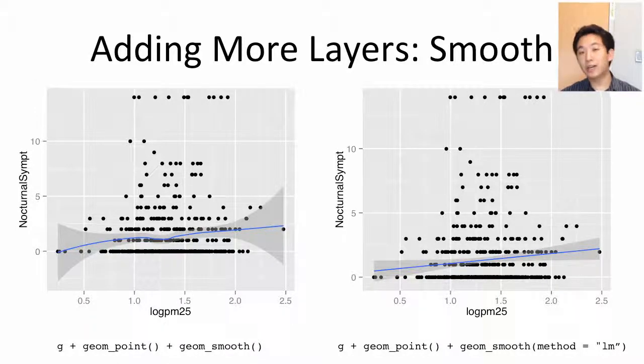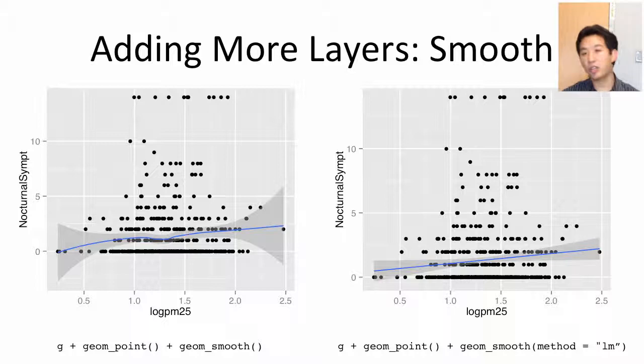Now, another layer that you could add onto your plot is a smoother, and many times you want to do this just so you can get a sense of the overall trend in the data. So you might want to get a general sense of, as PM 2.5 increases, do we get more nocturnal symptoms? And so on the left-hand side here, this is the code down here at the bottom that I use.